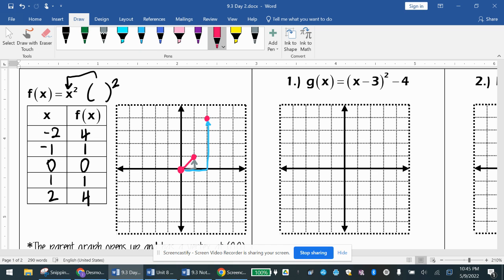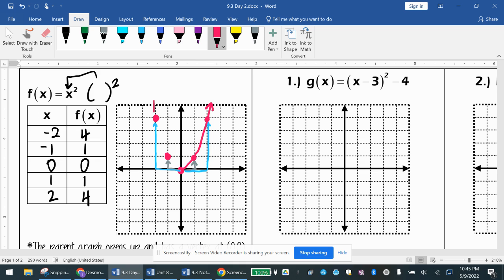Okay, and then you mirror that, repeating the same pattern on the other side. So remember, this is kind of like your axis of symmetry. It cuts the parabola in half. So you follow the same pattern but on the other side. Left 1, up 1, and then from the vertex, left 2, up 4.